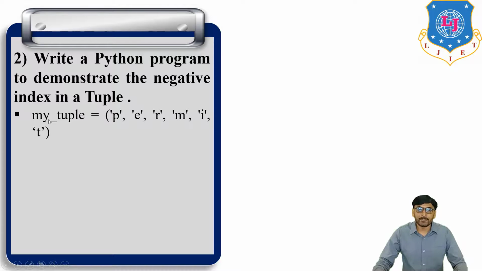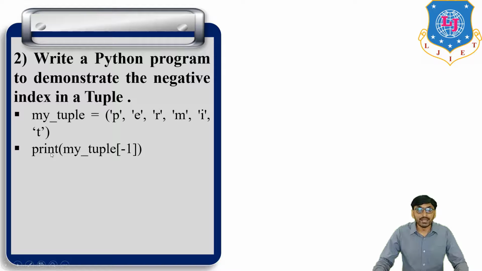Now, first step: my_tuple, there is one tuple, and it is equal to, in parentheses, P, E, R, M, I, T. All these are strings, so they are in single quotes or double quotes. Okay. And these P, E, R, M, I, T are the elements of the tuple. So they are separated by commas.